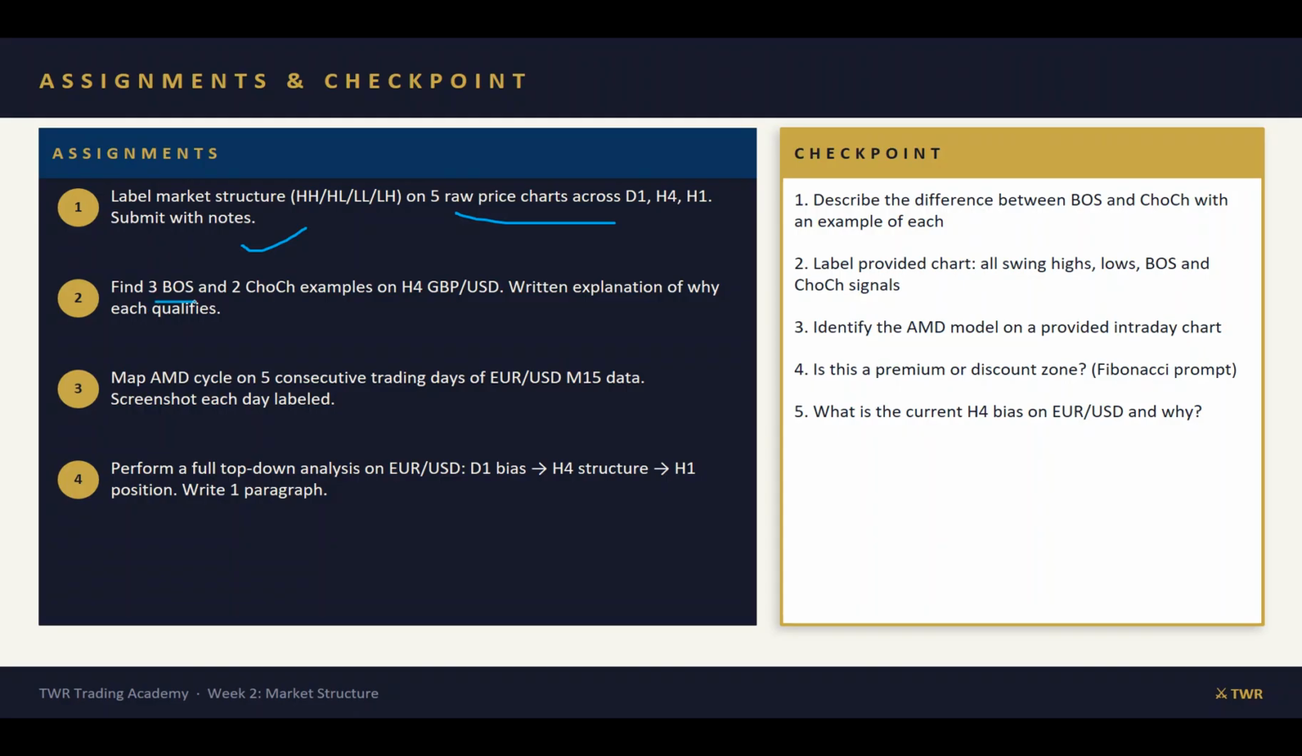Then mark out a break of structure and change of character. Number three, mark them out on GBPUSD. Then map the AMD: the accumulation, manipulation, distribution. Then do a full top-down analysis: daily time frame bias, 4 hour structure, and 1 hour positions. Describe them, and describe the difference. I believe you understand the difference between a break of structure and a change of character. Label them on the charts: all swing highs, swing lows, break of structure and change of character. Identify the AMD model, premium or discount.